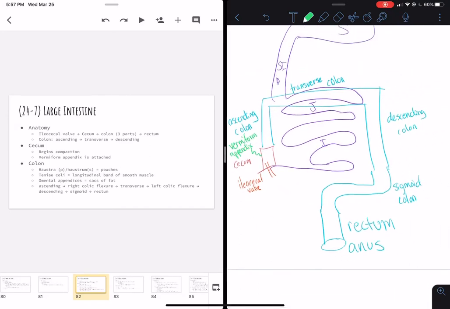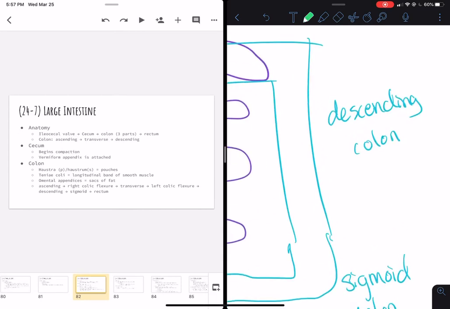Okay, so the colon. Let's go back to the ascending, transverse, and descending colon. We have some other structures we need to identify. So let me go ahead and zoom in on the descending colon since I have some space over here.